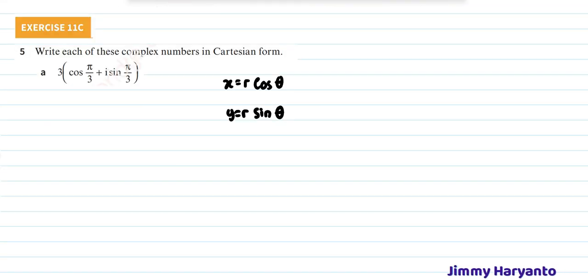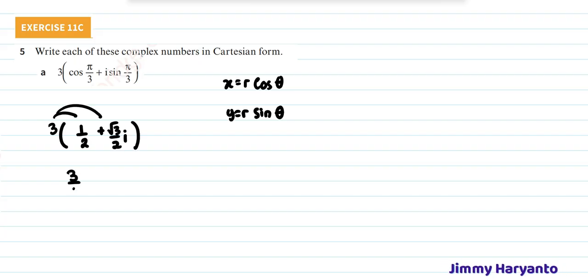Okay, next is question 5. For question 5, when you have modulus argument form, this one is easy because the question wants you to convert it into Cartesian form. So actually you only have to calculate this and this. Cos pi over 3 is half. So 3 times cos pi over 3 equals half, plus i sine pi over 3 is square root of 3 over 2 i. And then you multiply this, you have 3 over 2 plus 3 square root of 3 over 2 i. There you go, this is the Cartesian form.